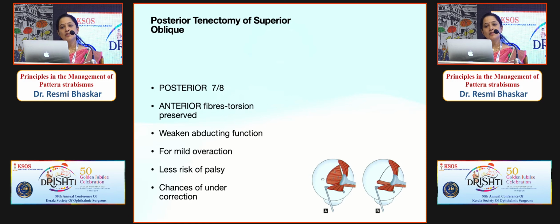Posterior tenectomy of the superior oblique: the posterior fibers are cut, whereas the anterior fibers, which are involved with torsion, are preserved. It has a weakened abducting function, and it has less chance of producing a superior oblique palsy, but undercorrection is there.